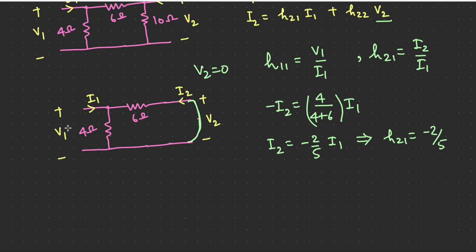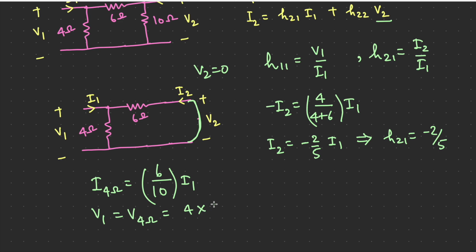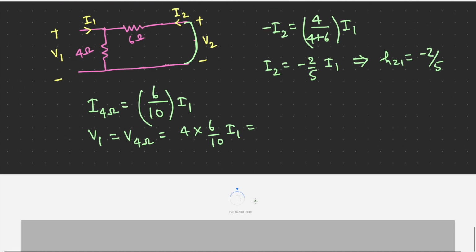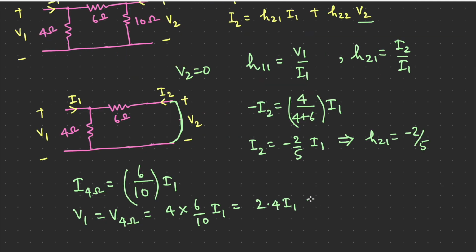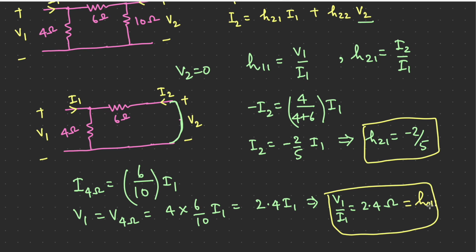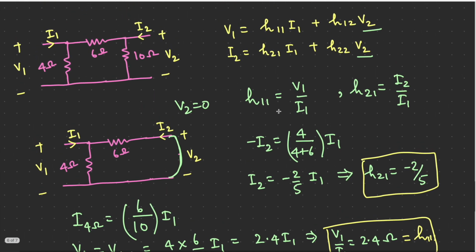Now what will be the V1 voltage in terms of I1? That is what we have to find out. So I1 will divide in two parts, one towards the 6 ohm, another towards the 4 ohm. So the current in the 4 ohm resistor will be equal to 6 divided by 4 plus 6, that is 10, into I1. So V1 will be the voltage across the 4 ohm resistor, which is 4 multiplied by 6 by 10 I1, which is equal to 2.4 I1. That means V1 by I1 is 2.4 ohms. So H21 we have got here, and this is nothing but H11.